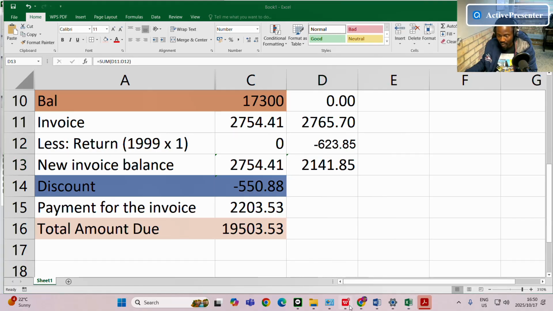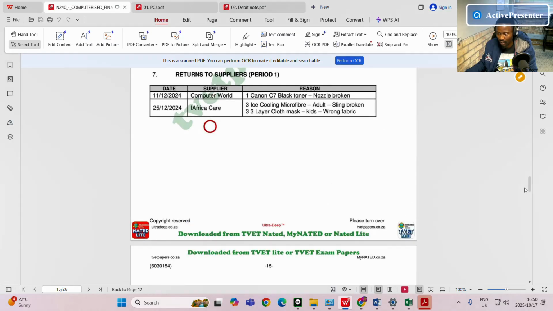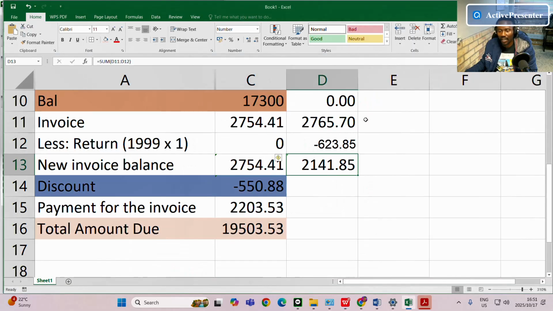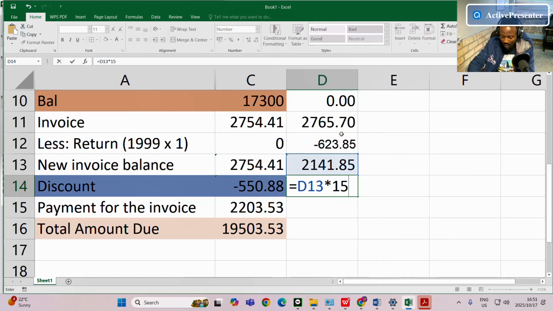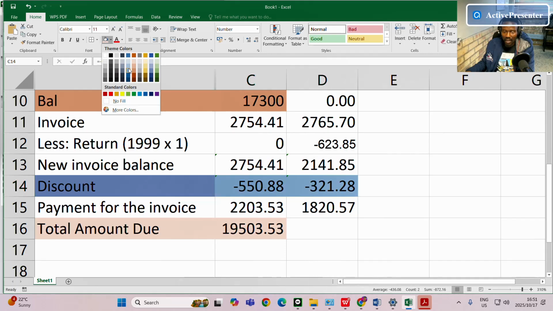Now, do we have terms? Of course, we have terms with regards to the invoice. What are the terms? They say 10% discount within 15 days. So, let me take this amount, multiply it by 15%. Okay, I want it to be negative, so let me just say negative 15%. Yeah, so I did get this amount. Here's the payment. So meaning this is the discount.